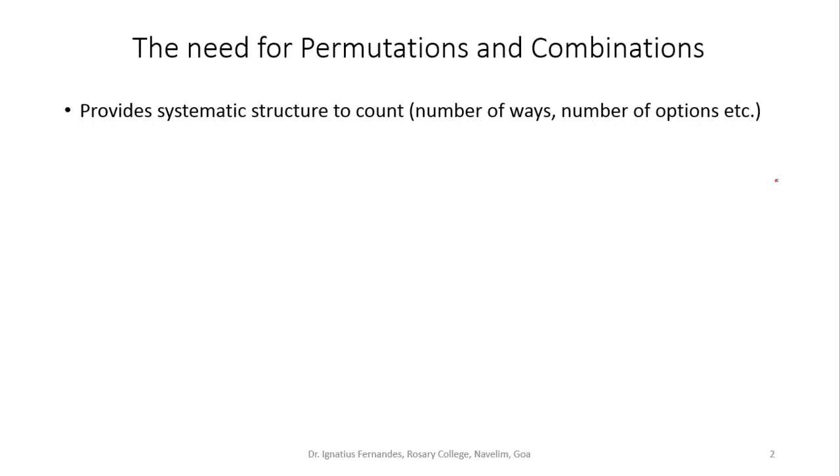Basically, it will give us a tool in finding how many ways a particular process can happen, or how many options we have, or in how many ways a particular event can happen. So it will give us a systematic tool in finding the number of ways, the number of options that we have. It is a foundation to understand probability theory, and probability theory is itself a foundation to almost every research area that we have.